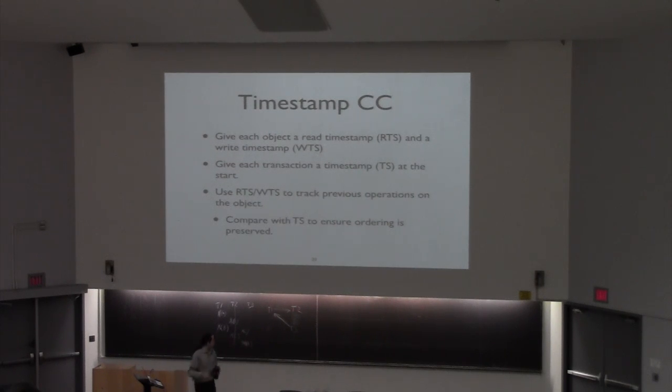So let's say I have a transaction Ti that has timestamp TS(Ti), and it tries to do a read on an object A. Moreover, A has a read timestamp and a write timestamp. What kind of checks do I need to perform? What do I need to test to say that this read can successfully go on? The write timestamp should be less than my timestamp. Okay, so I need to make sure that this write timestamp is less than my timestamp.